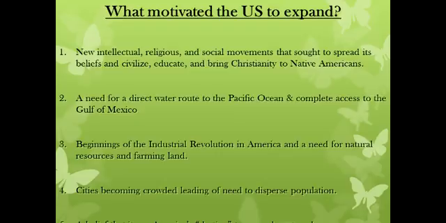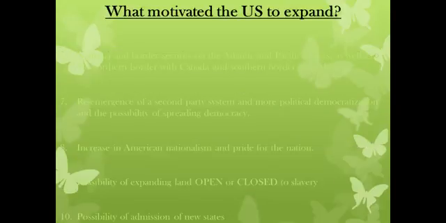So I'm going to go through these slides pretty quickly because I've already covered them in a previous PowerPoint presentation. But to make a long story short, we've got a lot of different movements that are happening that drive the U.S. desire to spread its beliefs and its traditions westward and to Native Americans specifically. We have a need for a direct water route to the Pacific Ocean for trade. We have the beginnings of the Industrial Revolution. Cities are becoming overcrowded, and we definitely believed it was our destiny to expand westward.